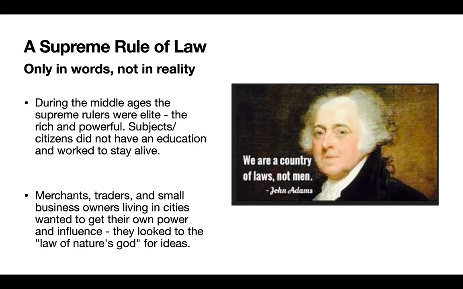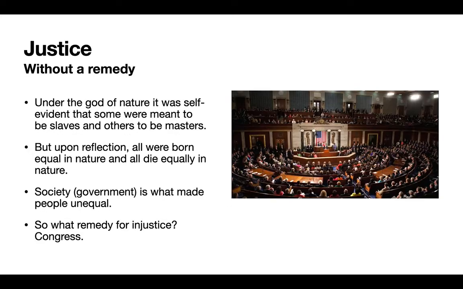And they're mostly capitalists. And so what they looked to, to justify why they should be allowed to take power away from the aristocrats, was what they called nature's God, if you look carefully in the Declaration of Independence. These are the strategies that they used to try to take the supreme rule of law away from the king, away from the aristocracy, and distribute it amongst themselves.